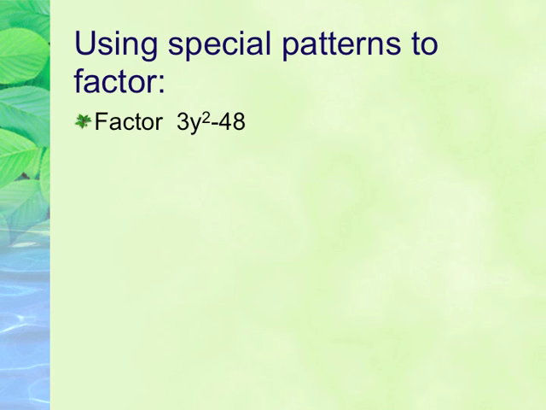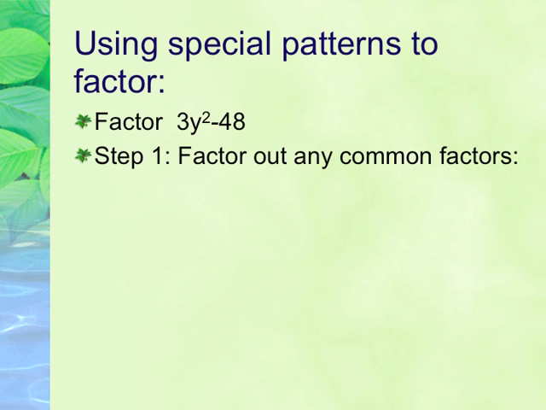So how do we use special patterns to factor? Well, I've showed you how to recognize those special patterns, but sometimes they're a little bit harder to spot. Let's say that I asked you to factor 3y squared minus 48. 3 isn't a perfect square, and 48 isn't a perfect square. But here's what I do notice. 3 and 48 have a factor in common. They both have 3 as a factor. So I could factor 3 out of both expressions.